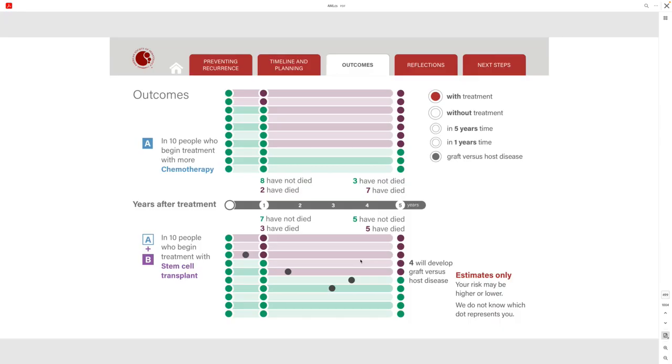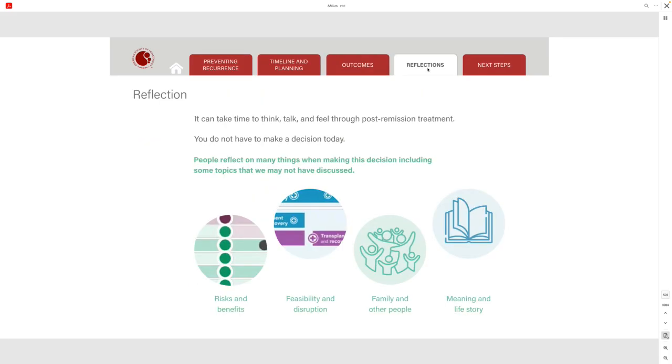After reviewing the purpose of the treatment to prevent recurrence, the timeline and planning of the treatment, and the outcomes that can be obtained from pursuing these courses of action, it may follow, although not necessarily, that there's an opportunity to stop and reflect. Perhaps it's important to think about the issues discussed with others who may not be present in the encounter in which this tool is being reviewed.